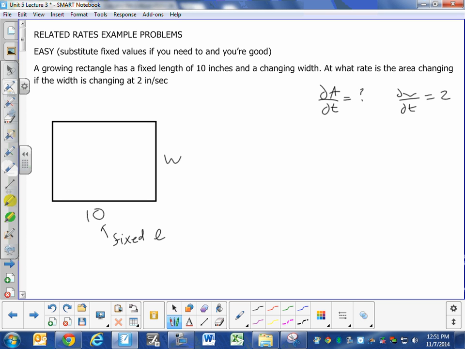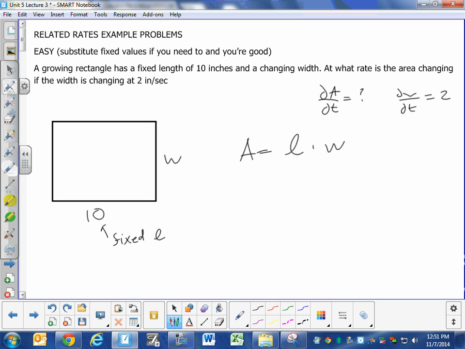Well, if I need dA/dt, I need a formula with an A that deals with a rectangle. Area of a rectangle equals length times width. That's going to be my formula that's tying all this stuff together. That's going to help me find dA/dt.